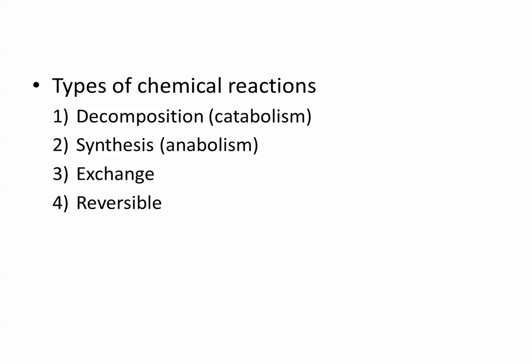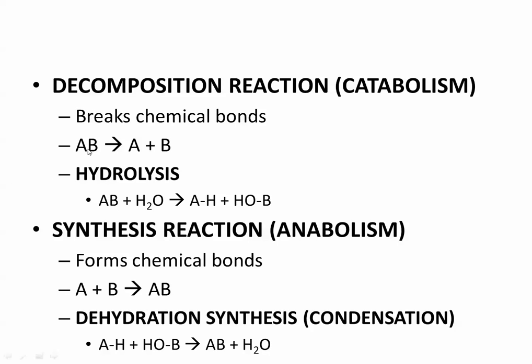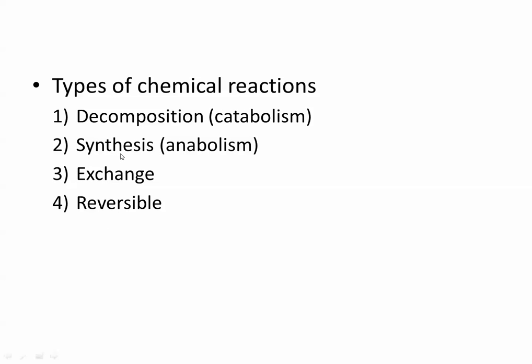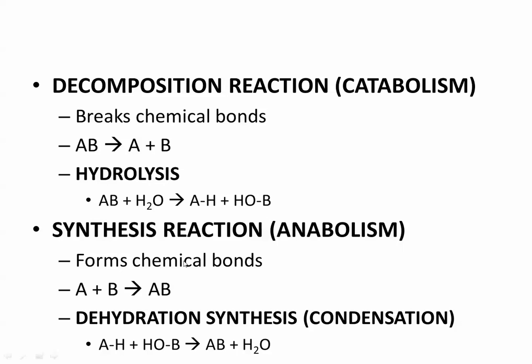So, for example, we talked about these chemical reactions earlier. We have a decomposition reaction, and that is where you take something and break it apart. In this case, the reactant is AB. The products are A plus B. Now, if we're doing a synthesis reaction, and I'll talk about anabolism and catabolism in just a second, then the reactants are A and B, and the product is AB.